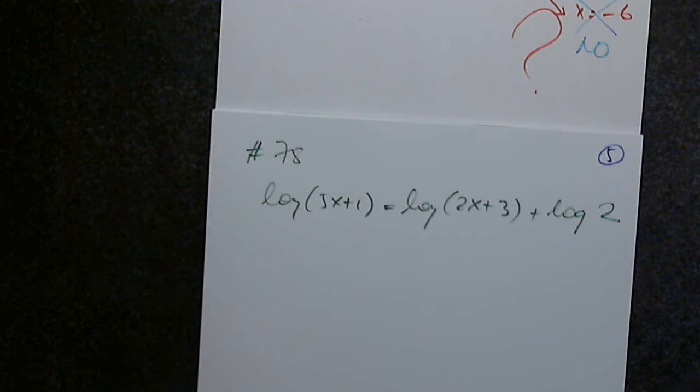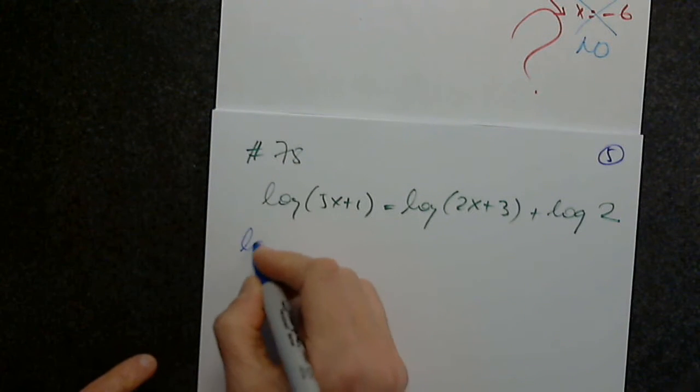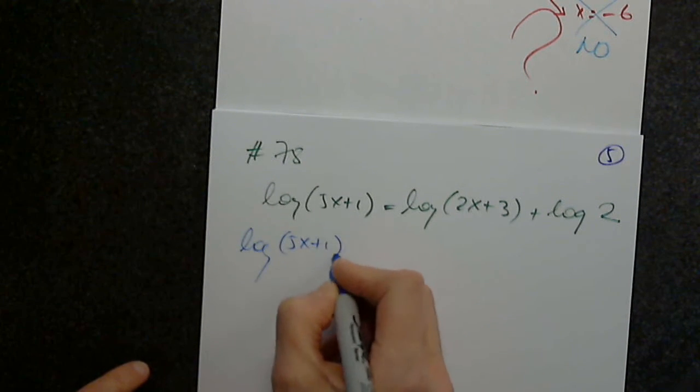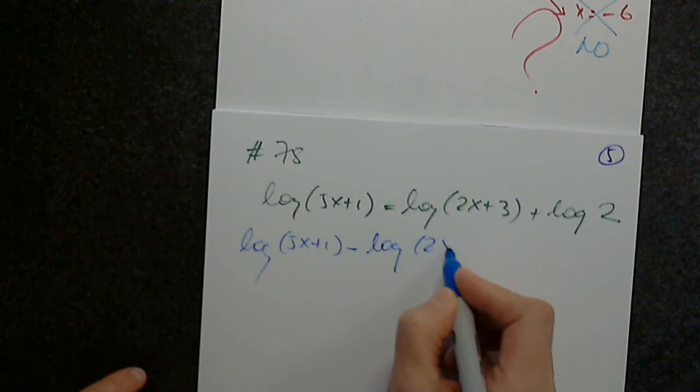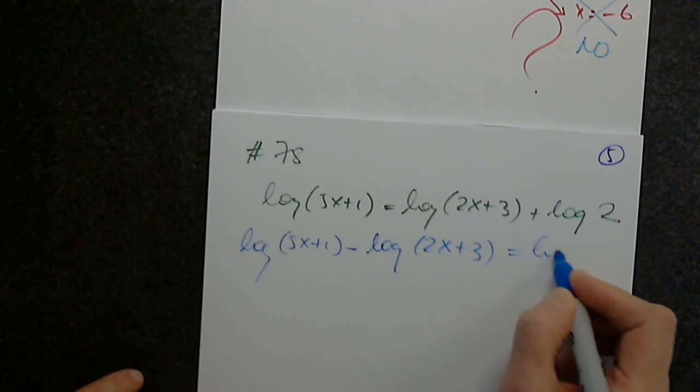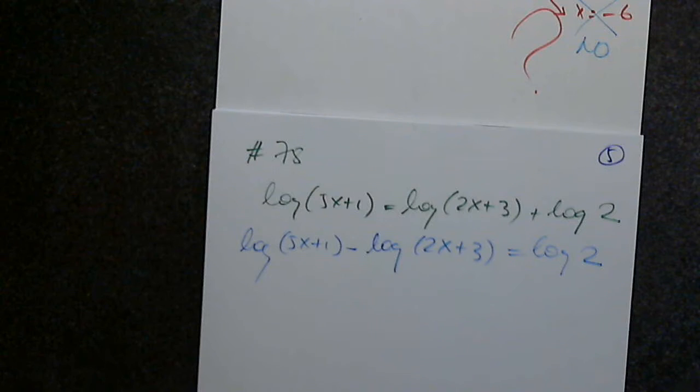So I see 2 logs with x, so I'm going to move them to one side. Log(5x plus 1) minus log(2x plus 3) equals log 2. Do not condense. This is very important. Do not condense and then state the domain. You have to state the domain on the raw equation before you condense. It's not going to be the same domain.